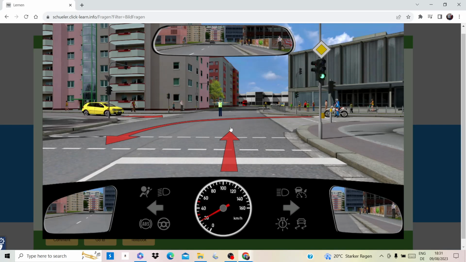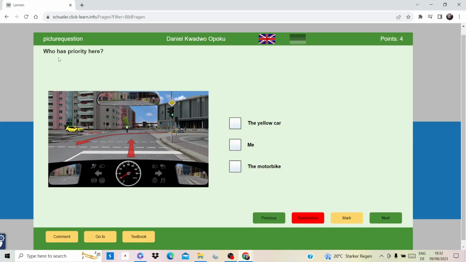Because of the police officer, we are not going to restrict ourselves to the traffic lights and the driving symbols. So these are not going to be used in this situation. We can see that this yellow vehicle wants to move straight to where the motorbike is, and the motorbike wants to turn left to our direction. So who has priority?